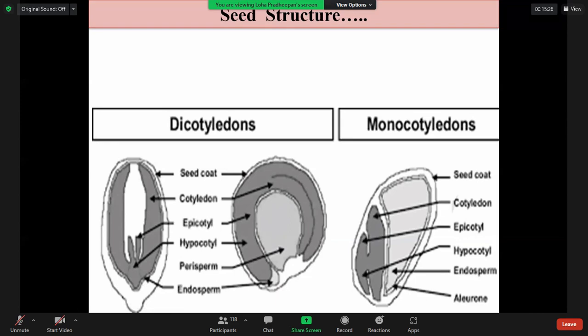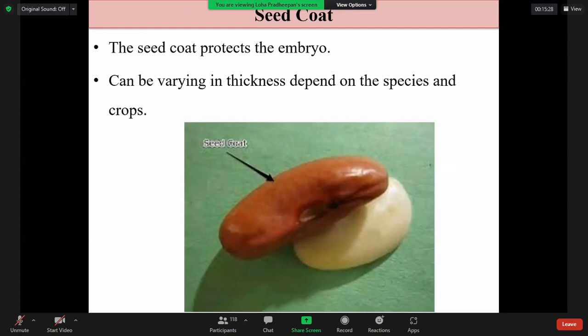First we will look into the external part of the seed structure, the seed coat. This gives protection to the embryo. So this is the seed coat. After peeling the seed coat, the white portion is the seed.